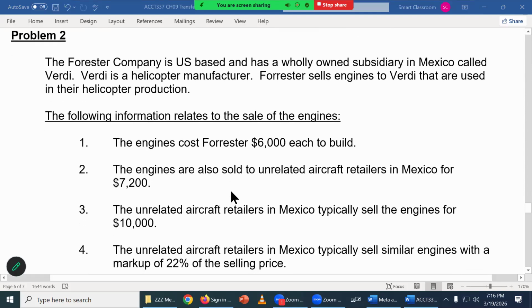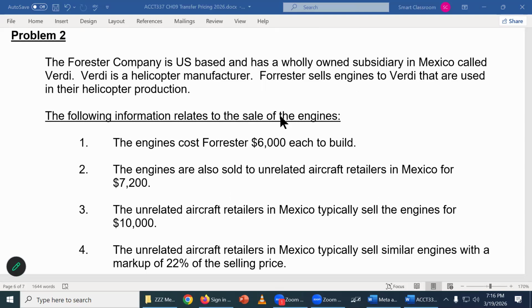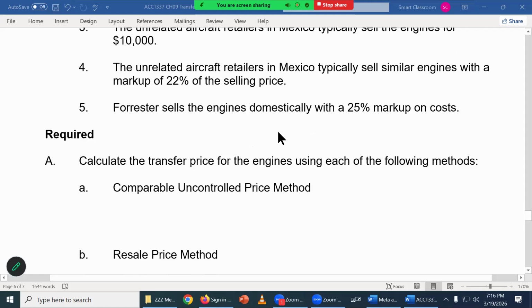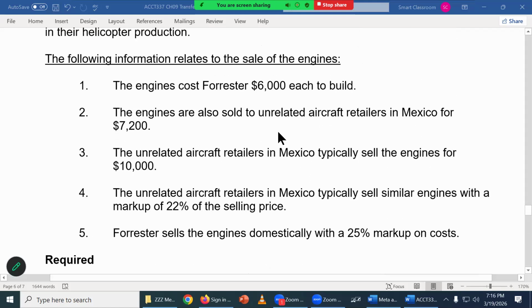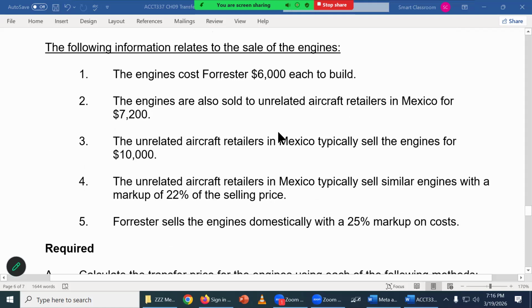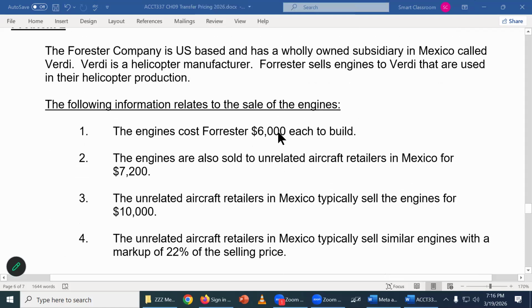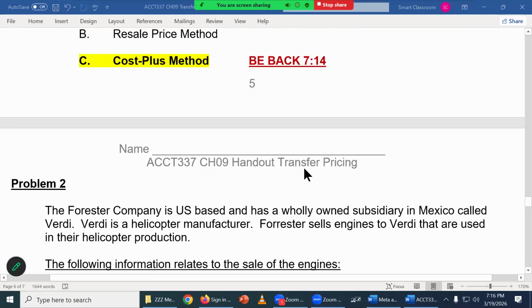Okay. Let's see. Okay, let's go to problem 2.